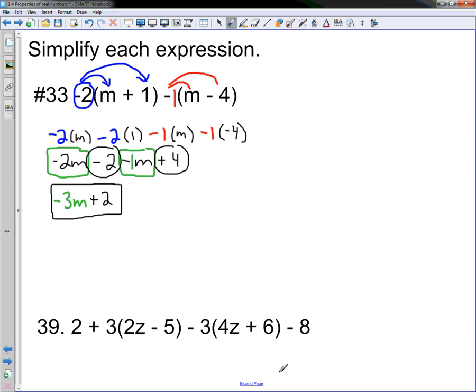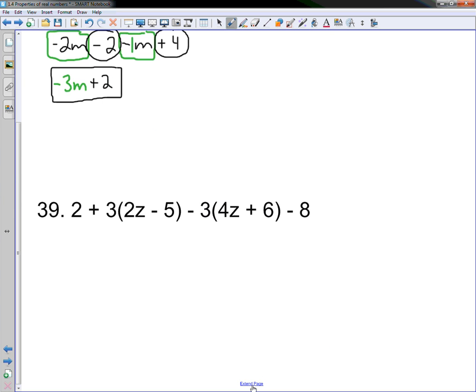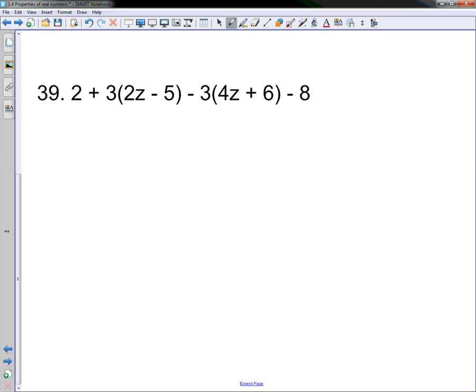So I've got one with a few more steps going on. So number 39. If you want, you can go ahead and pause and then start the problem. When you come back, we'll finish it up. Welcome back if you paused me. If not, let's move on.